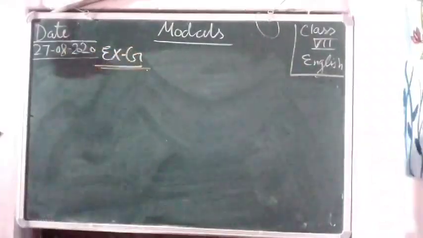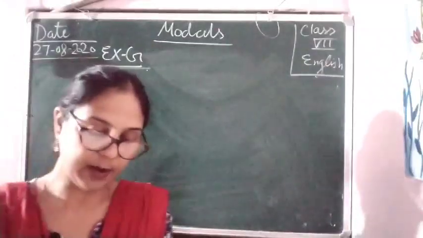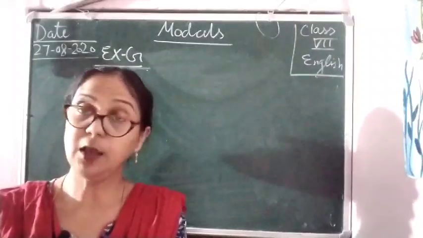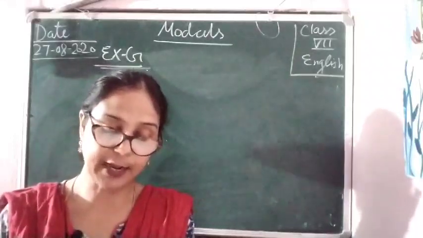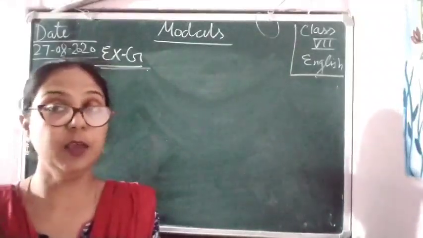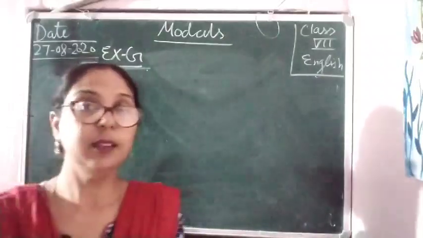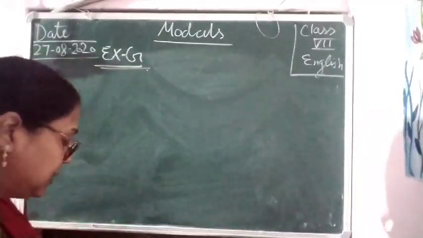First number, he dash definitely will visit your village when he is free. Now here we have to use will and shall because it is written: fill in the blanks with will and shall. Where the possibility is less, we can use shall. Where the possibility is more, there we can use will. So let's start solving this.